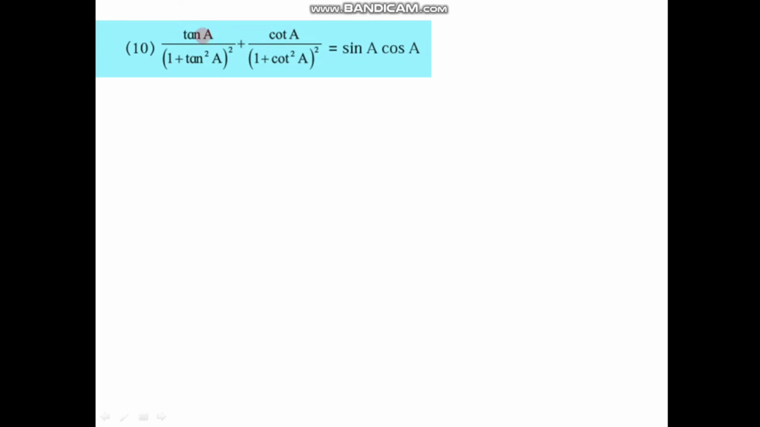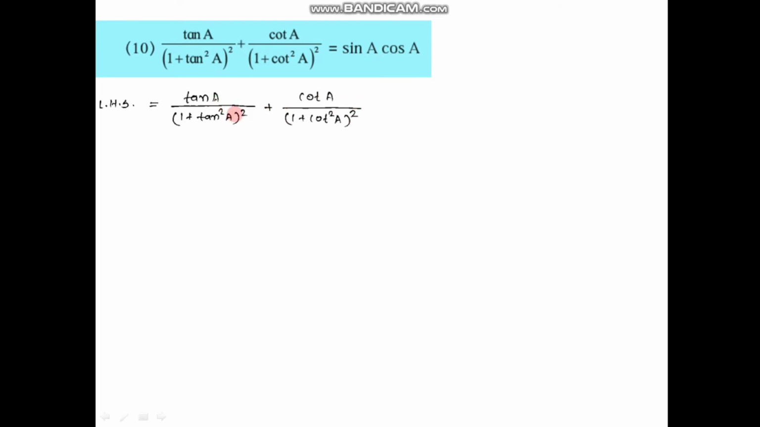Now the next question is: (tan a divided by 1 plus tan square a) whole square plus (cot a divided by 1 plus cot square a) whole square is equal to sin a into cos a. Here we have to start with LHS. So the left hand side is (tan a divided by 1 plus tan square a) whole square plus (cot a divided by 1 plus cot square a) whole square.